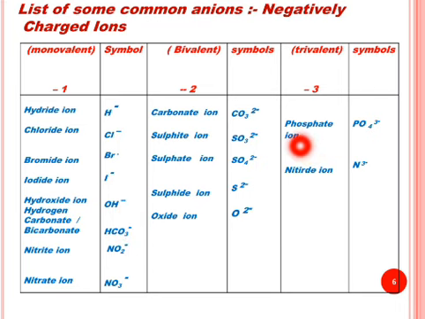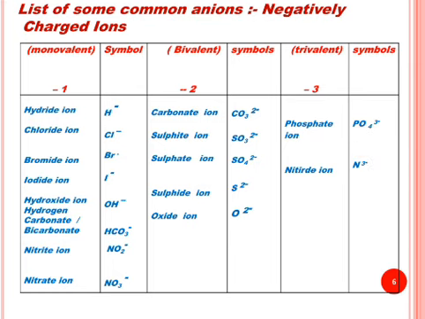Students, you can see one more polyatomic ion listed in this column, that is phosphate ion. What is the formula of phosphate ion? That is PO4 3-. And how many atoms are present in this phosphate ion? Yes, 1 phosphorus atom and 4 oxygen atoms. So the total number of atoms in this phosphate ion is 5. So what is the atomicity of this phosphate ion? 5.